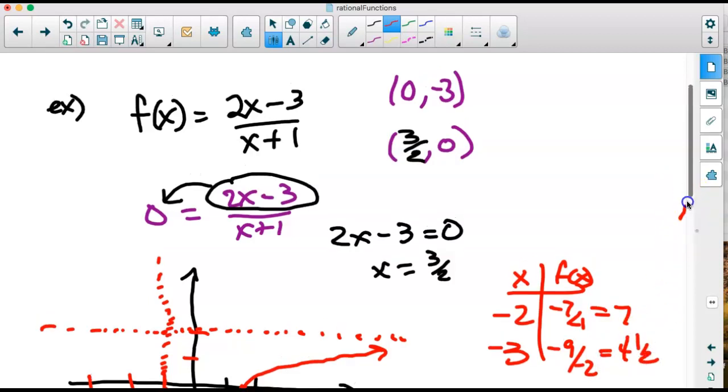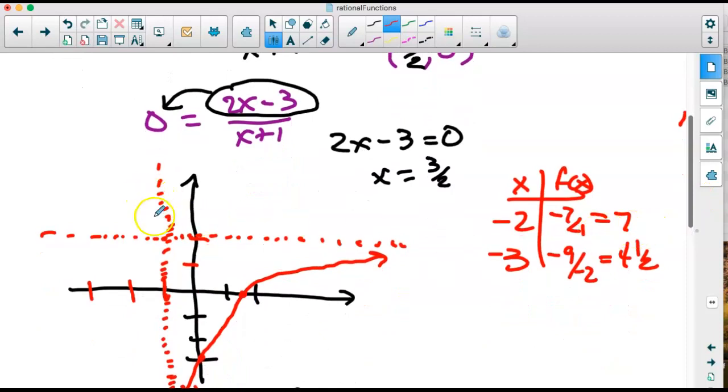Okay, so I have 2 more points. This one's going to be way up here at 7, and then this one's going to be at 4.5, which is way over here. So the graph's going to look like this on this side, and it's going to approach the asymptotes on both of those too. So it's going to look like this. We'd have to expand it out, make it bigger in order to see it.